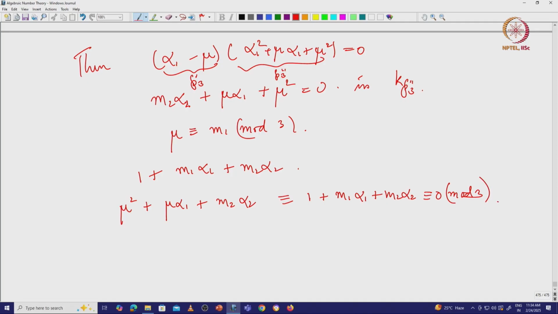Which is exactly what I wanted, because this means that this 1 plus m1 alpha 1 plus m2 alpha 2 is in OK. Right? This is what I wanted to show in the other case. All right.